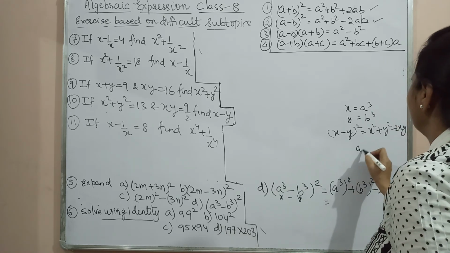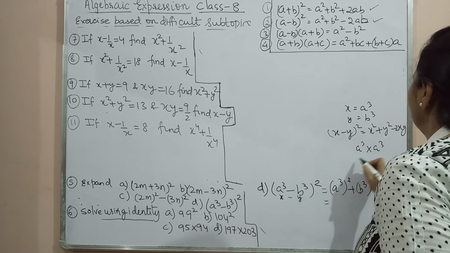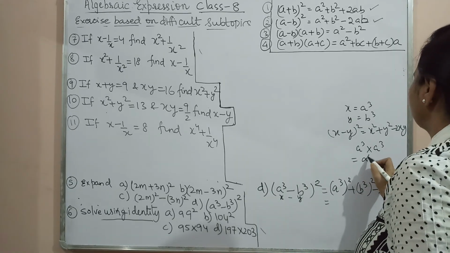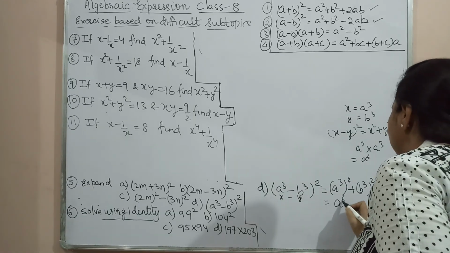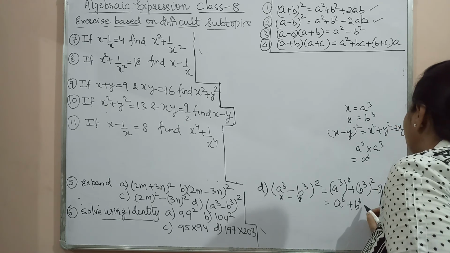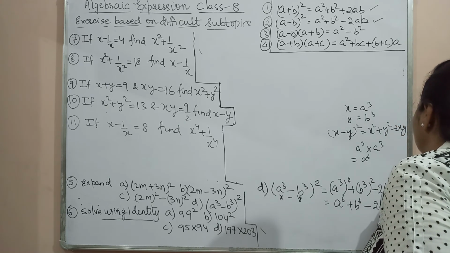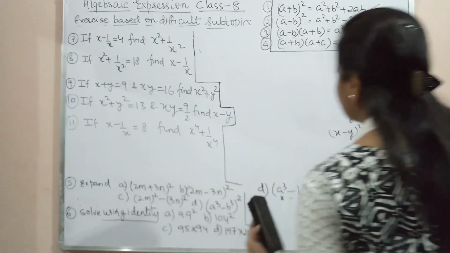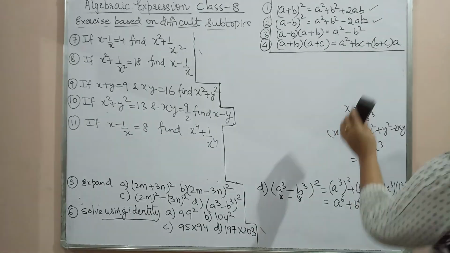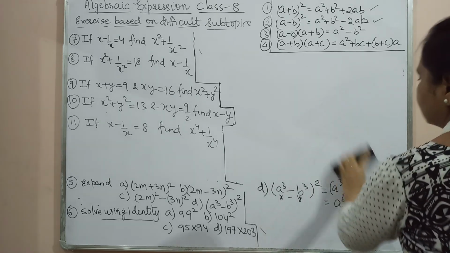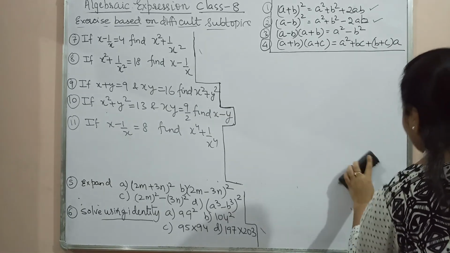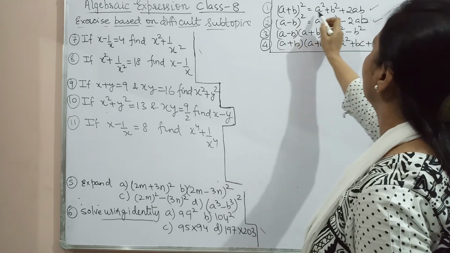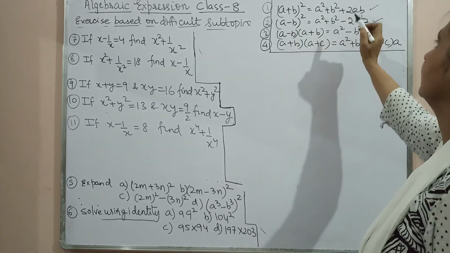a cube into a cube will give you, here 3 times a is written, here also 3 times, total 6 times. So a to the power 6 plus b to the power 6 minus 2a cube into b cube. So this is the expansion of these 3 parts which I have taken. We have just applied this identity to expand. This is your factorized form, which we have expanded and written like this.